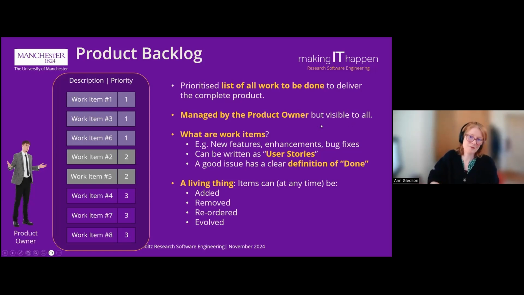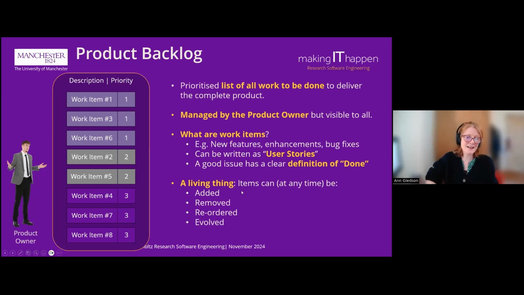It's managed by the product owner, but visible to all. Everything's very transparent in Scrum. What are the work items? For example, these can be new features, enhancements, bug fixes, and they can be written as user stories as well, if any of you have come across user stories. And a good issue has a clear definition of done. It's easy to see when the item is finished. And that's very important to the Scrum process.